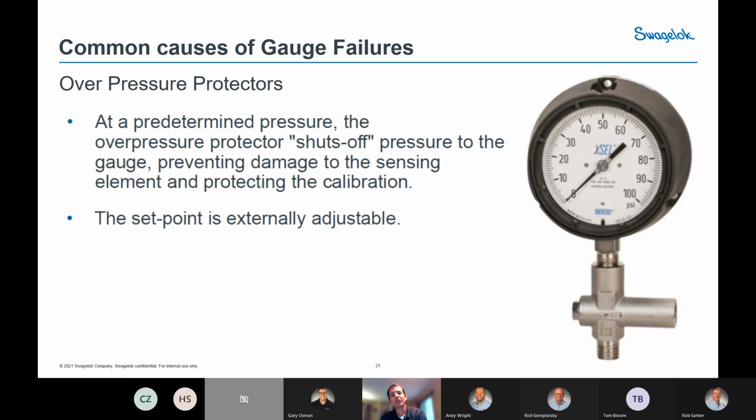There are also overpressure protectors that are specifically for gauges. And basically the way these work is they are adjustable as well. When the pressure in the system reaches a certain point, the overpressure protector will essentially shut off. It's like a shut-off valve to the gauge where it'll block any of the overpressure from entering the gauge components.